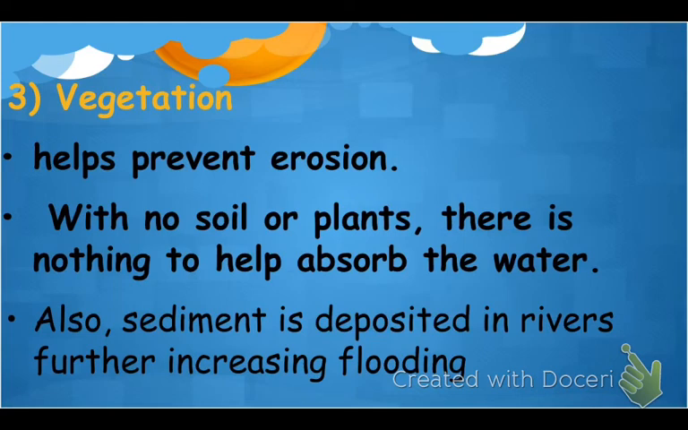And another way that we can prevent flooding is simply by making sure we have as much vegetation present as possible. Plants prevent erosion, and like I said earlier, the more dirt you have, the more area water is able to be absorbed into the ground, preventing the erosion or flooding. So no soil or plants, you don't have anything to hold that water, which will just then cause more flooding to occur.